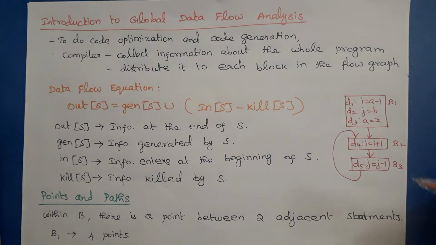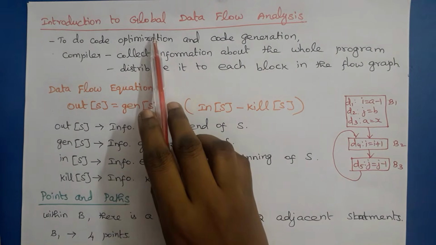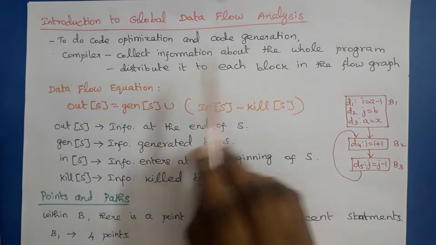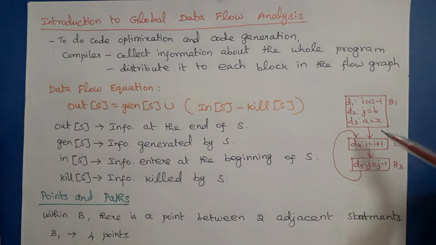If we want to perform code optimization techniques like constant folding and dead code elimination, then we should know where a particular variable was previously defined, in which location it is defined, and whether it is live or not. These are called data flow information, and this information can be collected with the help of a process called data flow analysis. Here we are going to discuss global data flow analysis, because the information is distributed or shared among all the basic blocks in the flow graph.